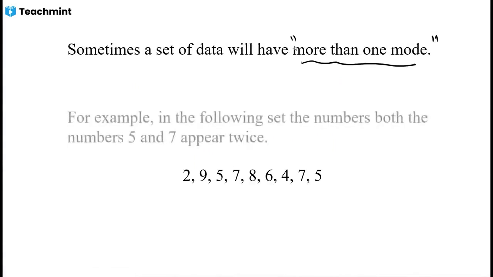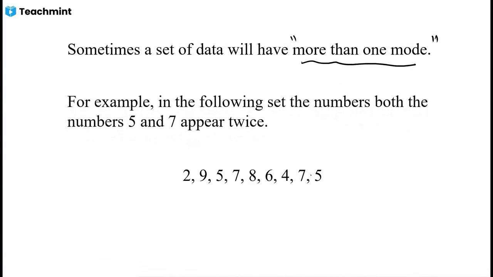Now there can also be more than one mode, depending on the question data. You can see this example here: 7 occurred twice, 5 occurred twice, and the remaining data came one time. Now what is the mode, sir? Mode is 5 and 7. I don't have one mode, now I have two modes, because 5 and 7 occurred twice, and the remaining all came one time only. If I have one more 9, then the mode is 5, 7 and 9.